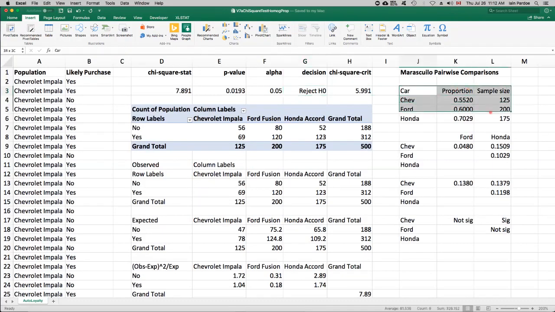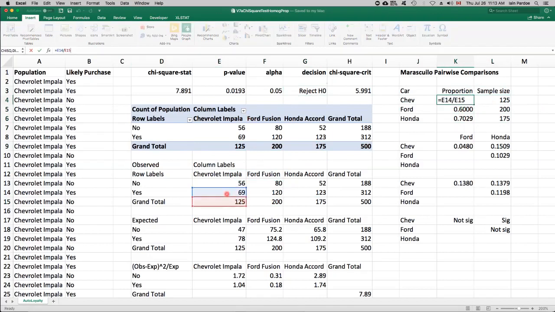So what I've done is I've summarized the data here. These are the sample sizes, which came from the pivot table actually, 125, 200, and 175. And then the proportion who said yes. So 69 out of 125 for the Chevrolet comes to 0.552. 120 out of 200 comes to 0.6 for the Ford, and 123 out of 175 comes to 0.7029 for the Honda.